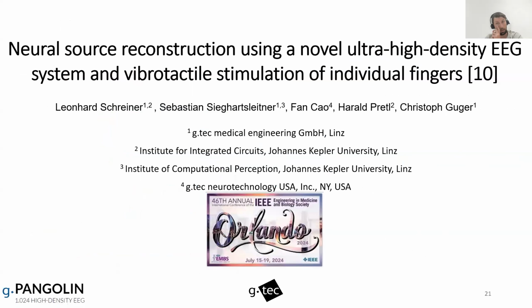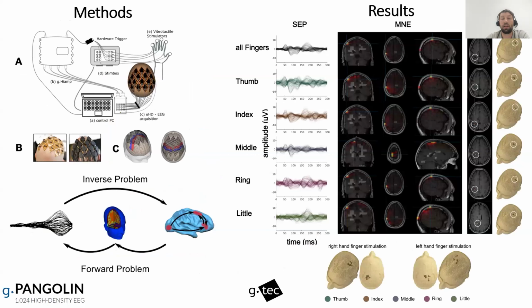And the next study that I'm going to show you, also in the motor decoding section, is the first study where we used the ultra high density EEG system for source reconstruction. So what we did here is vibrotactile stimulation of all 5 fingers, and we recorded the g.Pangolin EEG, again centrally located, 256 channels with our g.HIamp. Then we used the somatosensory evoked potentials from the vibrostimulation to perform source reconstruction, and also plotted these EPs for the different fingers, as you can see.